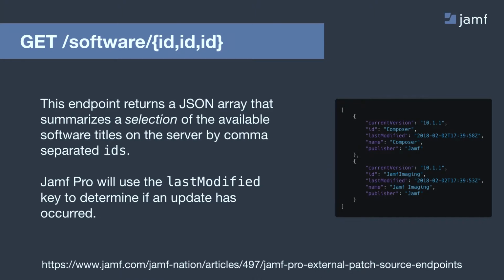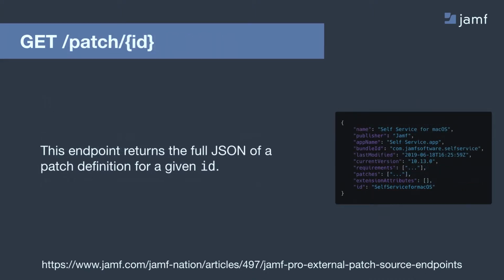might have happened. If you ever want to force Jamf Pro to pull in a definition, just go change that value, and then it'll trigger it to do it. Even if nothing underlying has actually changed, if you just want to force it to do it, because maybe you're troubleshooting something, you would change the last modified value. That's what it uses to determine if it needs to go pull a definition, which it does through this endpoint, get/patch/patch ID. This is the endpoint that should return the full JSON for a patch definition for a given ID.